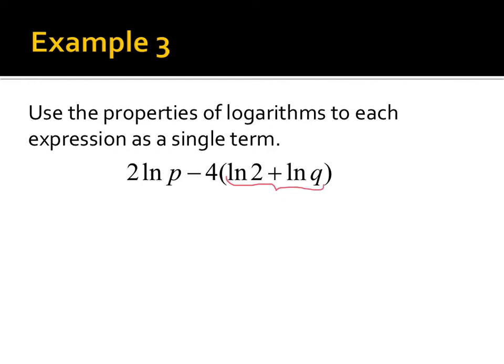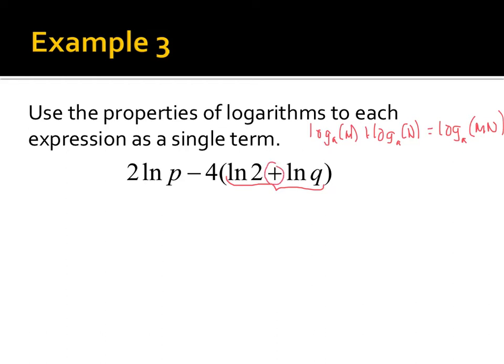I know that if I have the log of a number plus the log of another number, regardless of the base, I can go ahead and multiply the two numbers, m and n. So that's what I'm going to use here. ln is just another type of log. There's a plus sign right here in the middle.